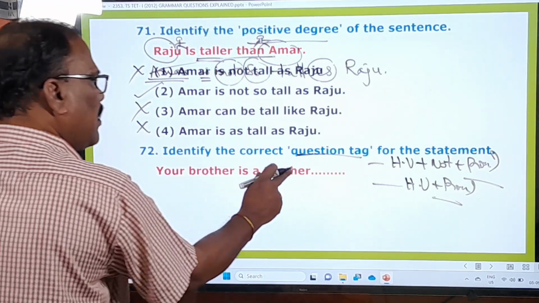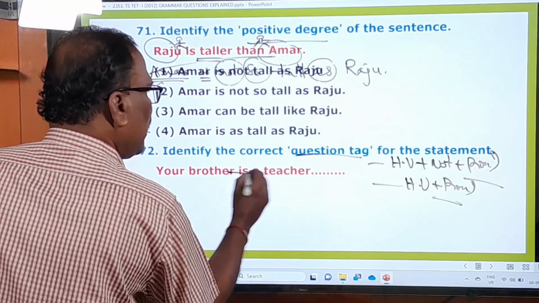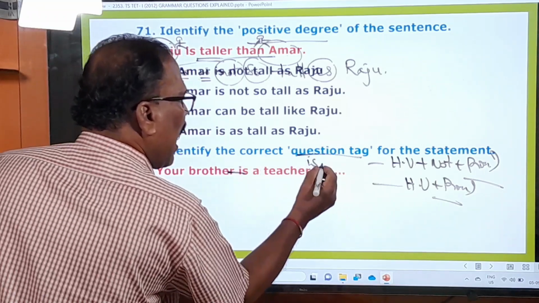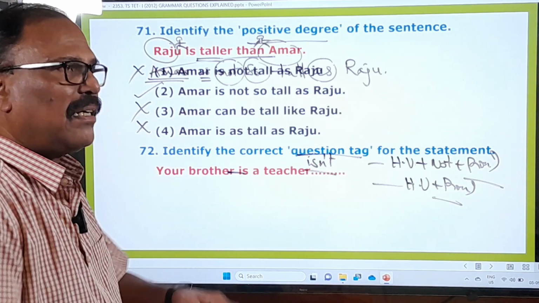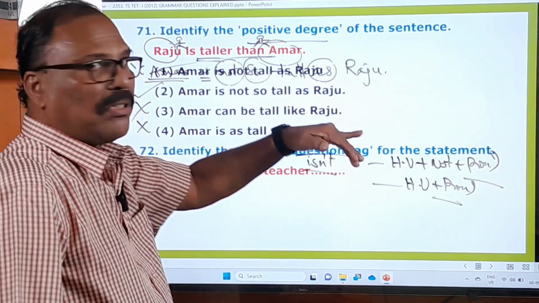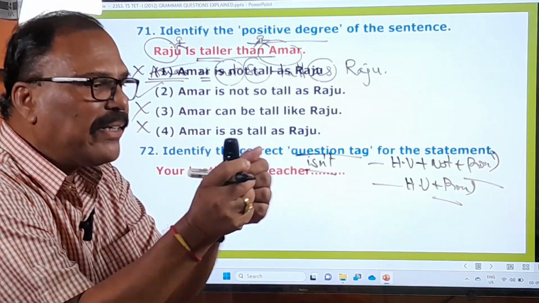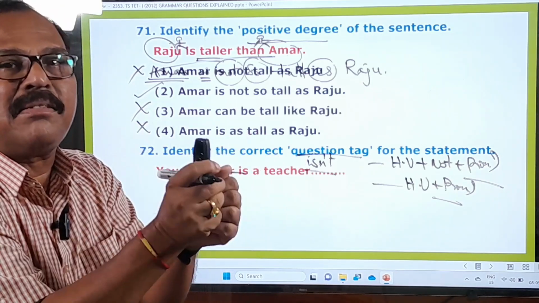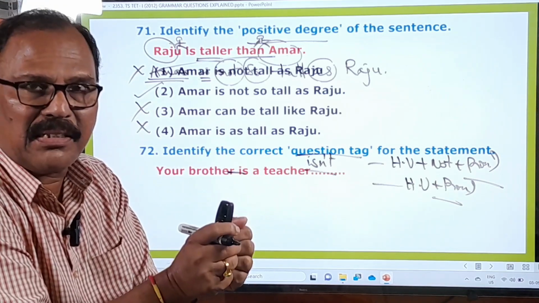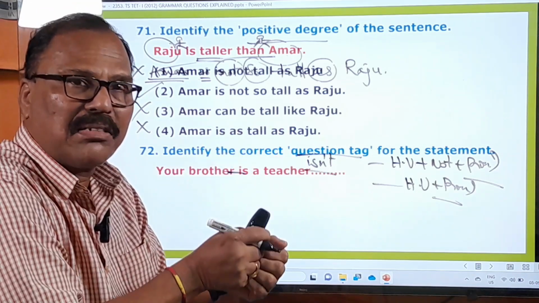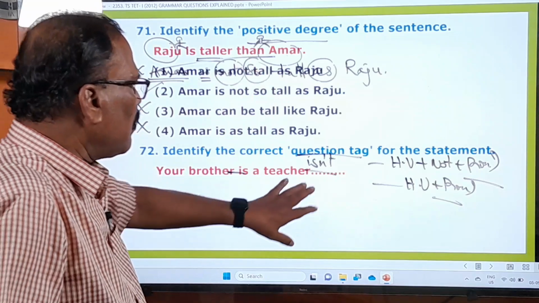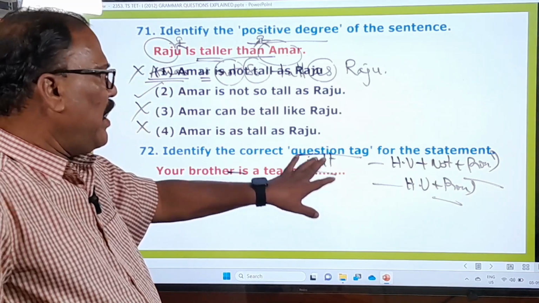And your brother is a teacher. Okay, what should be the right one? "Is." Okay, you take the helping verb and add "not" to that, then it becomes "isn't." Don't write the words separately; don't say "is not." "Isn't," yes, you have to contract this. Is plus not: isn't. Are plus not: aren't. Have plus not: haven't. Can plus not: can't. Will plus not: won't. So use only the contraction in a question tag.